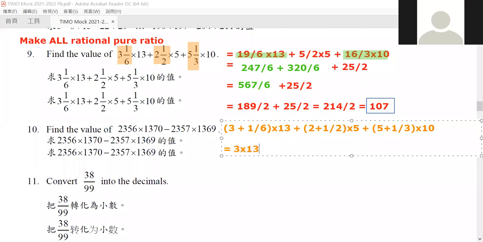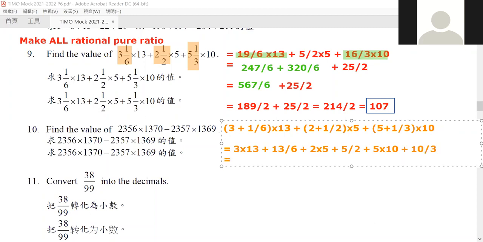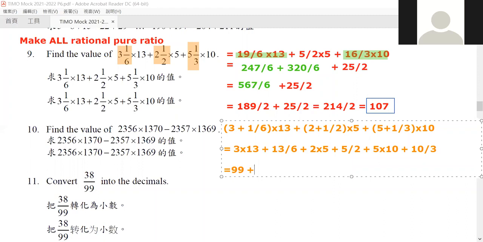So the first one will be 3 times 13 plus 13/6, plus our 2 times 5 plus our 5/2, plus our 5 times 10 plus our 10/3. So we can collect all the integers together. So the first term is 39, the second term is 10, the third term is 50. So we collect them all together, so all we get is 99. So it will be 99 plus the remaining is 33/6 plus 5/2 plus 10/3.